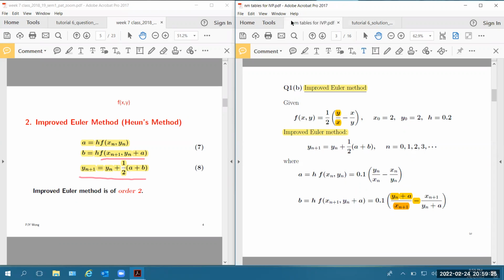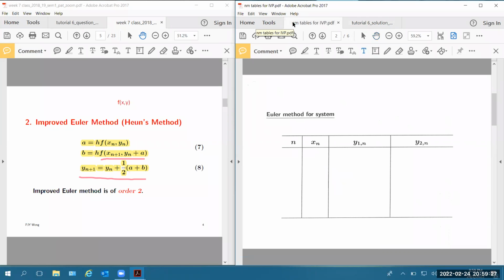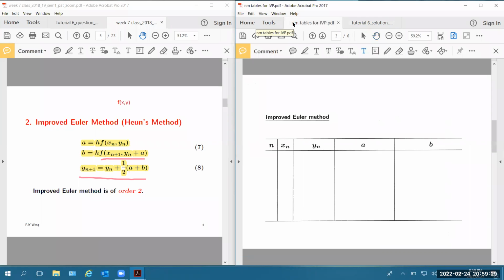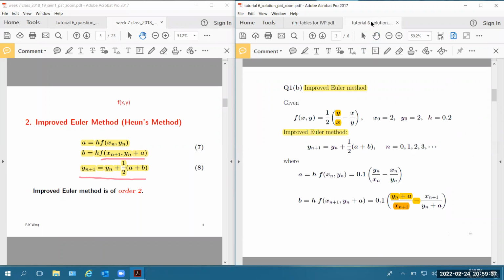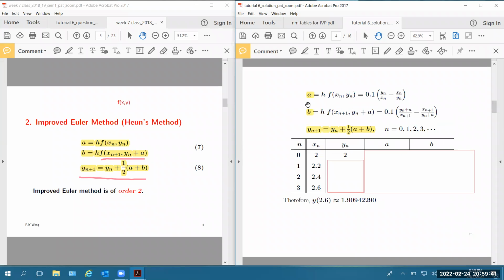Tabulation, earlier on I showed you already, right? Not this one. Yeah, this is the one. So you have n, x_n, y_n, but now intermediate values we also tabulate. So we follow this. Now you see, all the important formulas I bring to here. So this is my A, this is my B, and this is how I calculate the next y. So I have my n, x_n, y_n, then A, B.